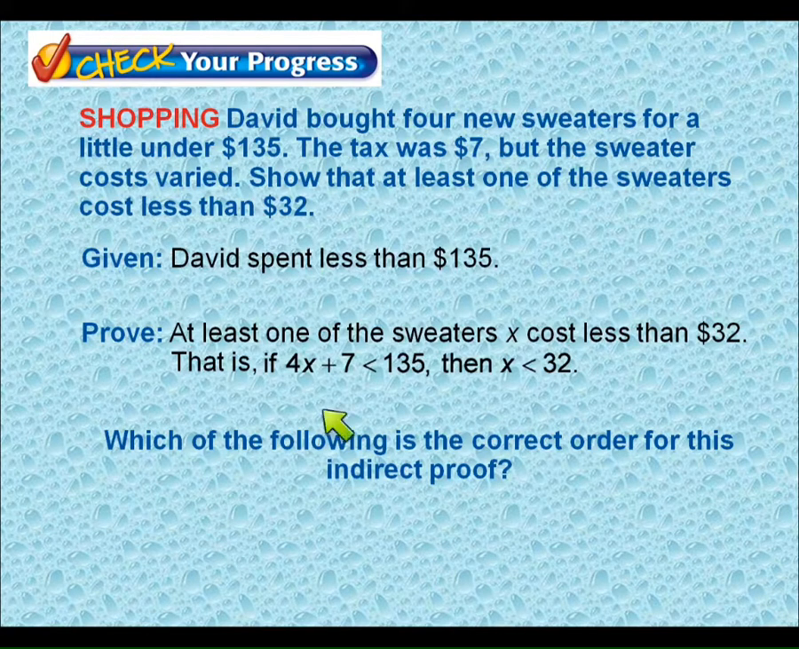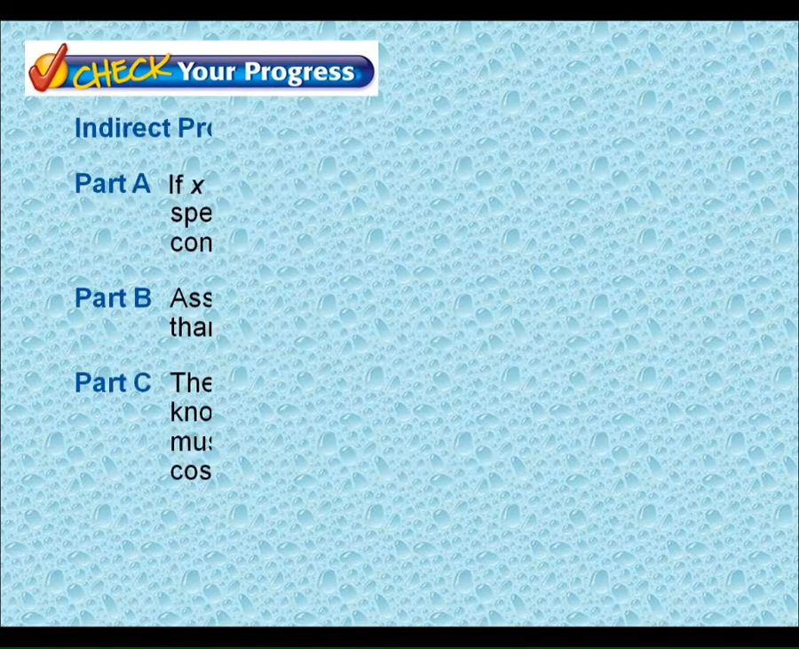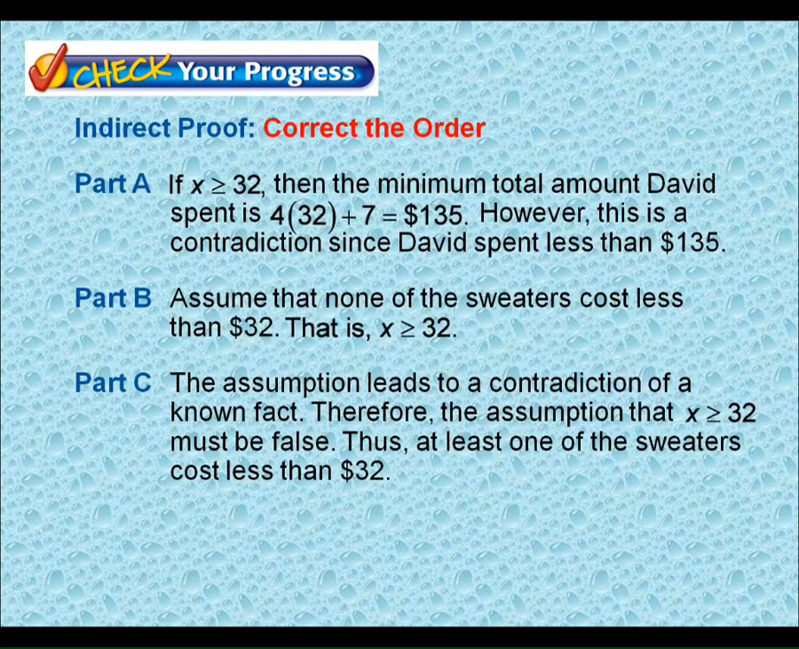So if we bought 4 times X, 4 times each of the sweaters plus our $7 tax, should be less than $135. We want to prove X is less than $32. So our given is this, the if part. Our conclusion is this, the then part. So we're going to look at the order for this indirect proof and which is the correct order. This A, B, C is not necessarily the correct order that it needs to be in. So which of these, A, B, or C, would start our indirect proof here?